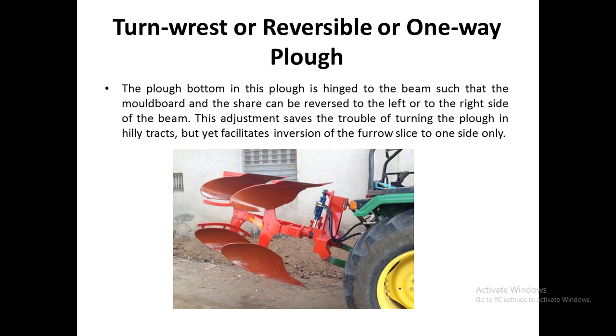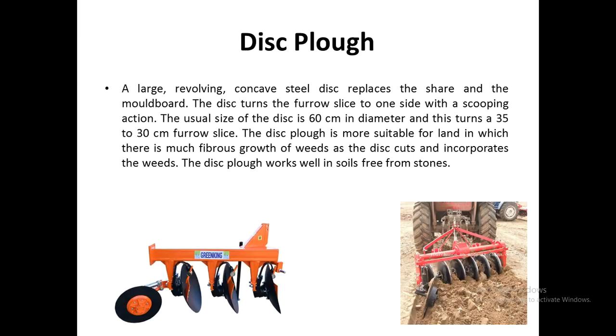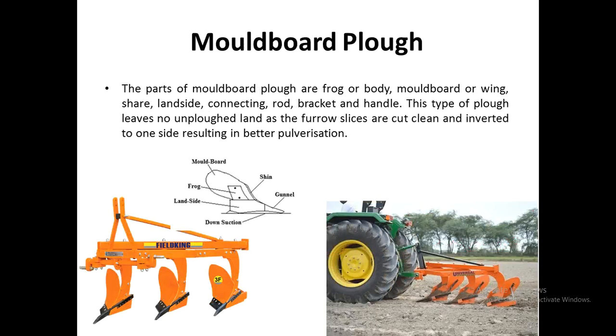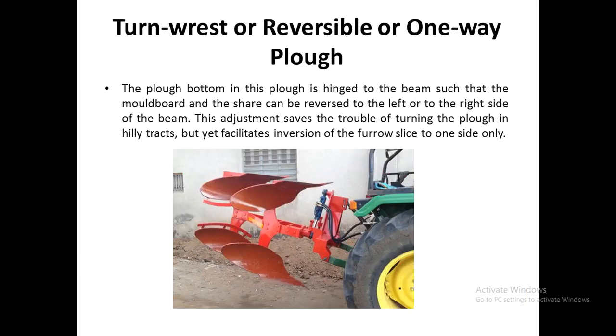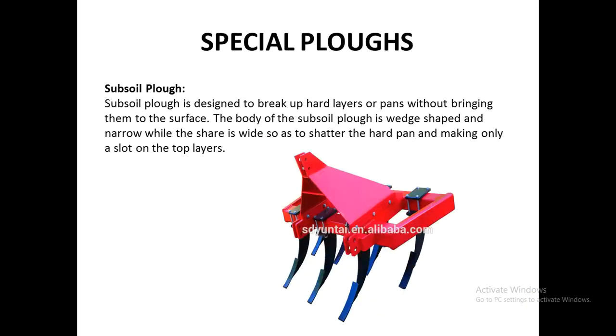Another category of primary tillage implement is a one-way or reversible or two-way plow. One-way plow is nothing but the moldboard plow, where the soil is uplifted, cut and thrown to one side only. Whereas in a two-way or reversible plow, the soil is cut and thrown on either side. This helps to save time of using the implement in the field.